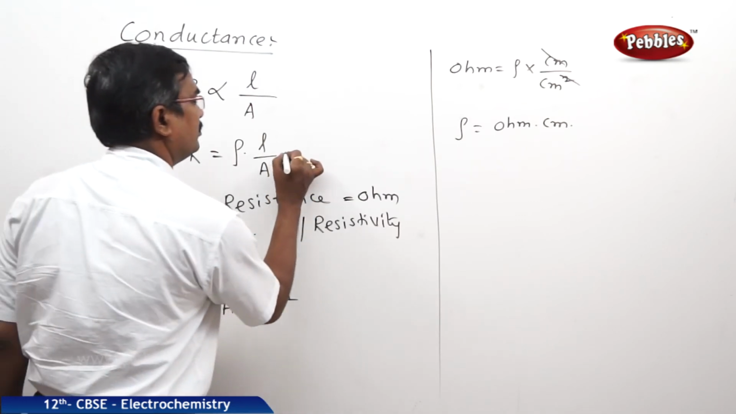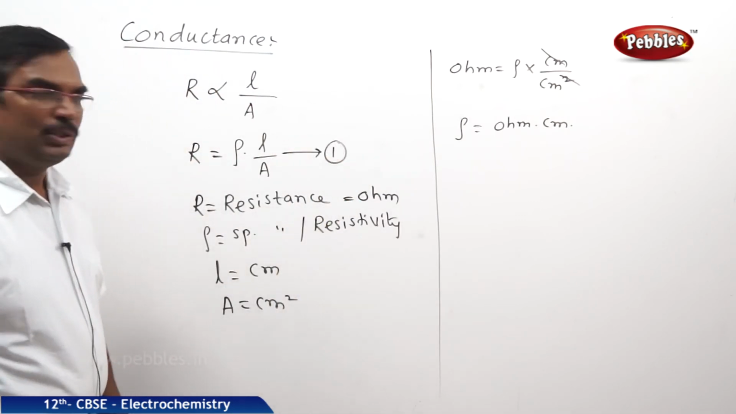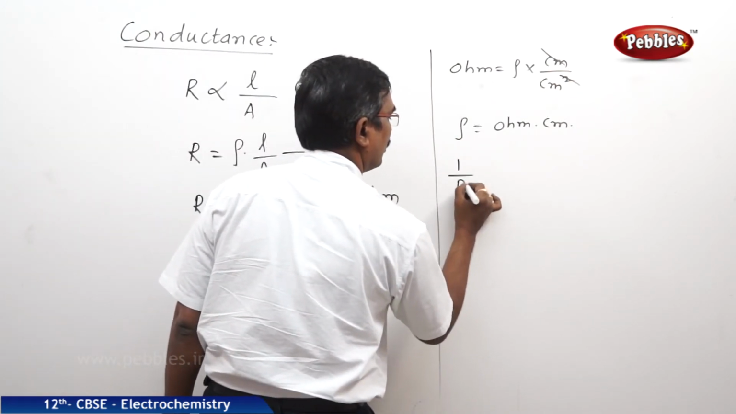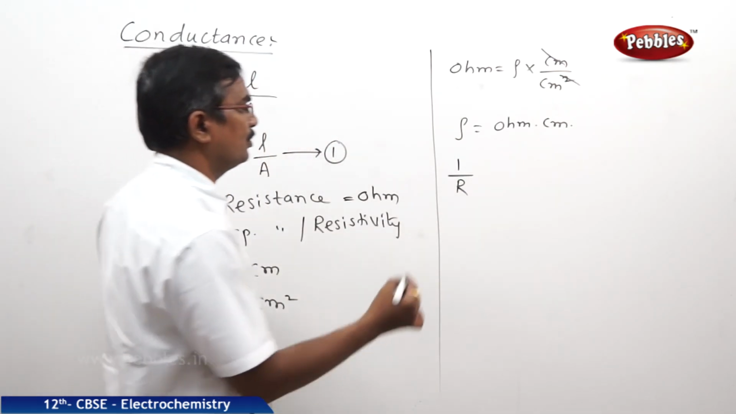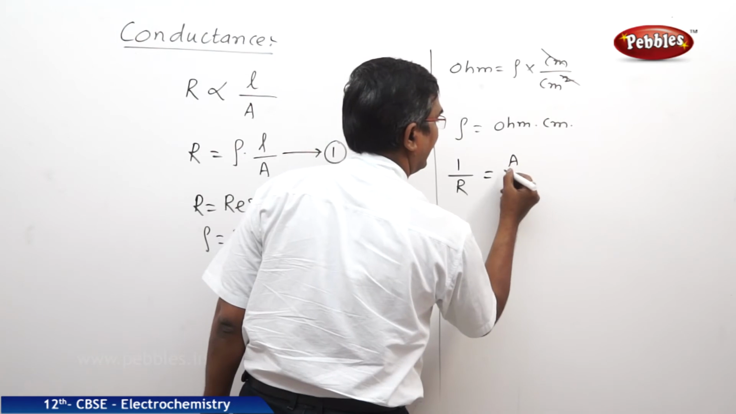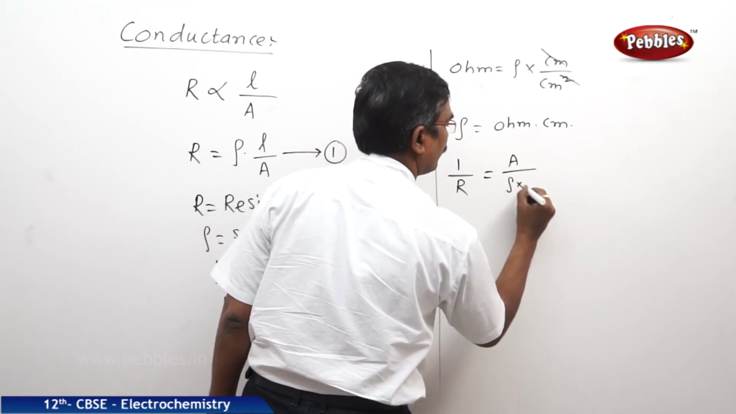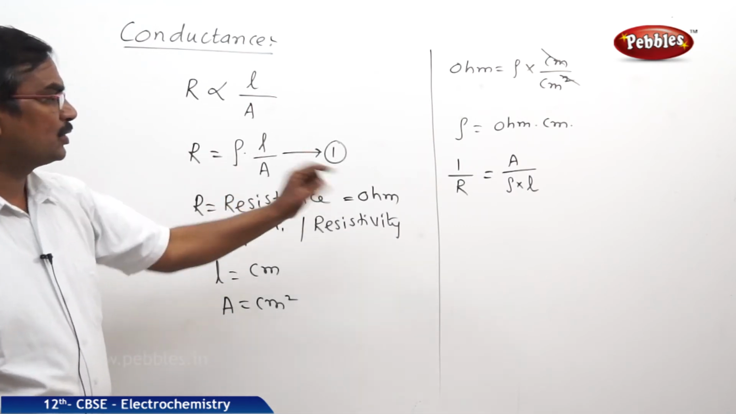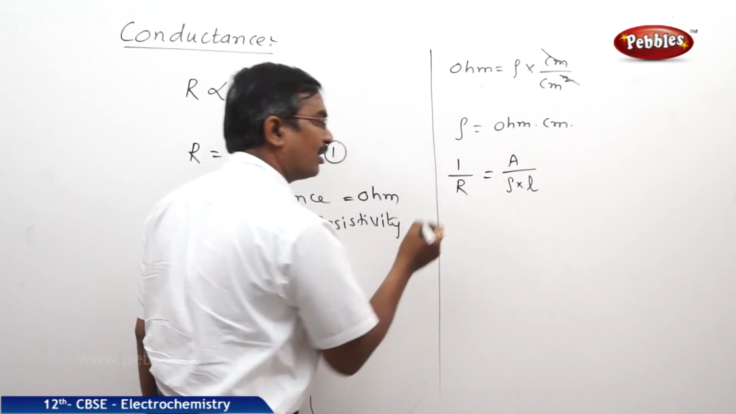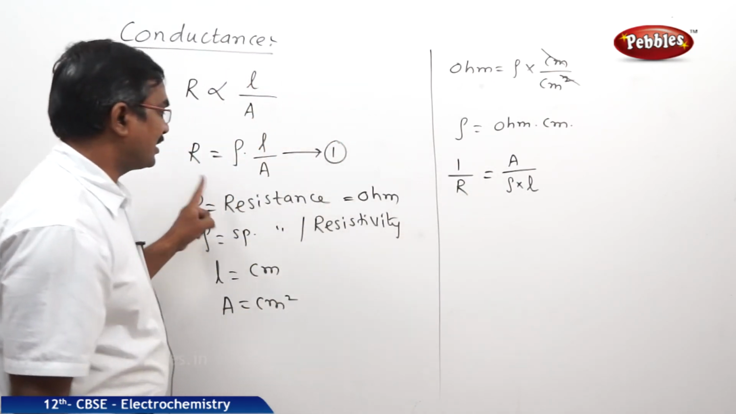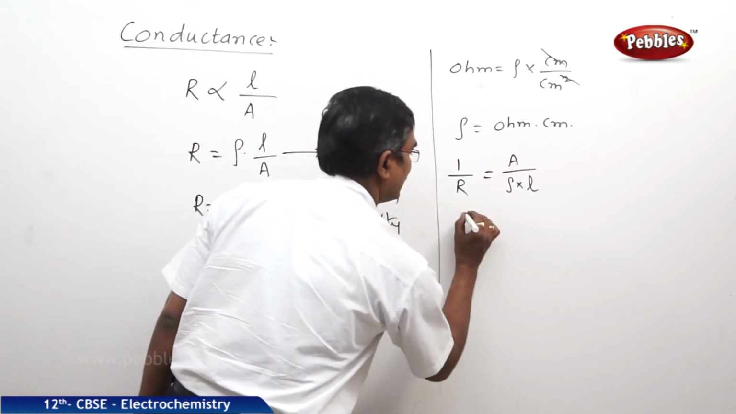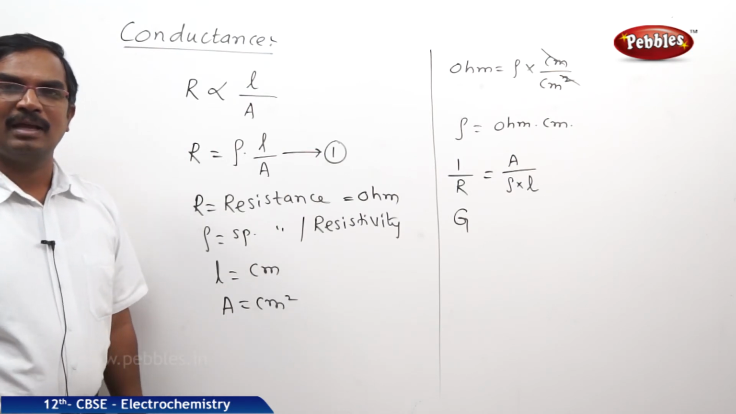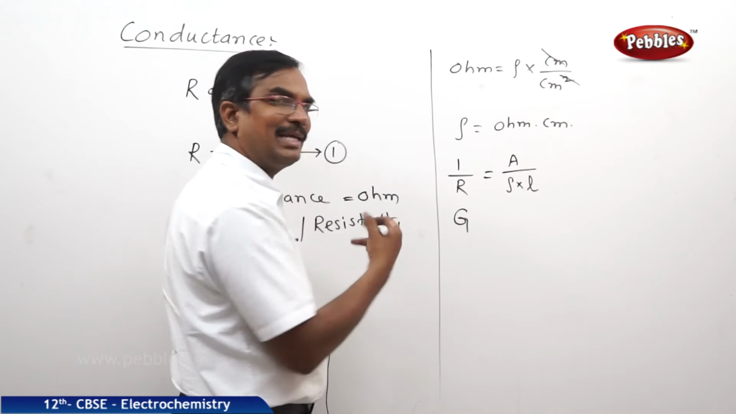In the same way, take the equation, make it equation 1 here. You take the reciprocal of this R. That means we have 1 by R equal to A divided by rho into L. So here this particular 1 by R, the reciprocal of R, where R is the resistance, is generally called G, which is conductance. G, you can also use it as C.